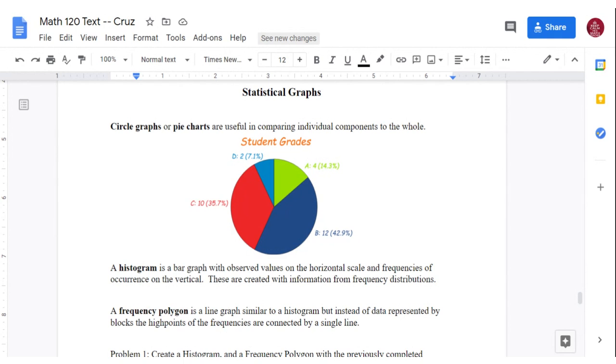A histogram is a bar graph, and we're going to look at that in a bit because that histogram can be used to represent a frequency distribution, and so also a frequency polygon. And a frequency distribution is just a bar graph where each one of the bars, the vertical bars, represents a particular frequency that we're dealing with.